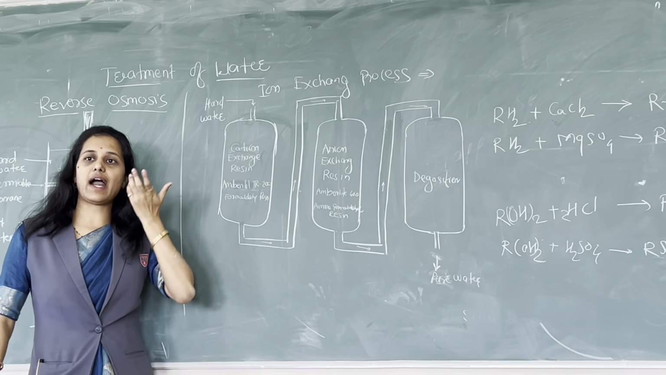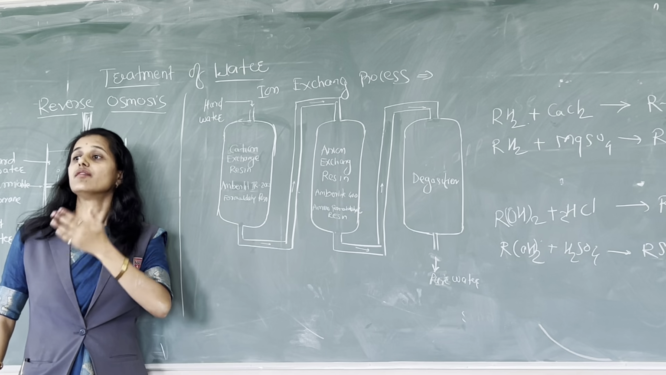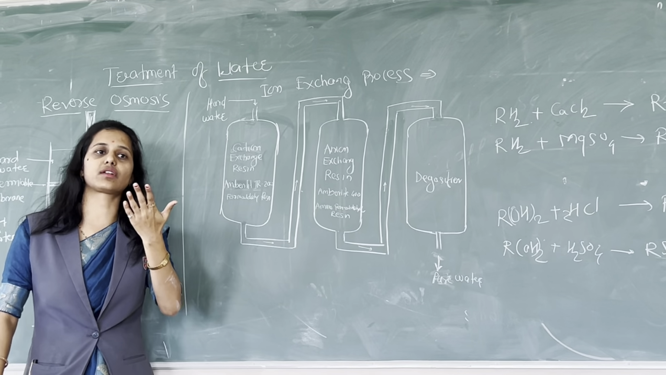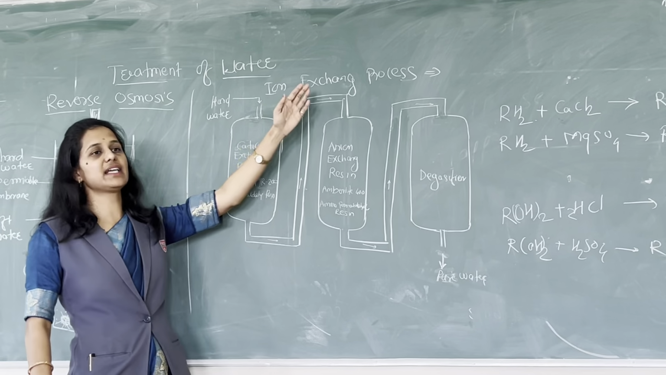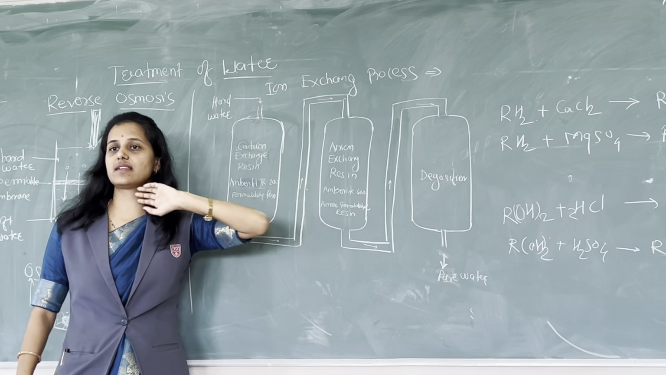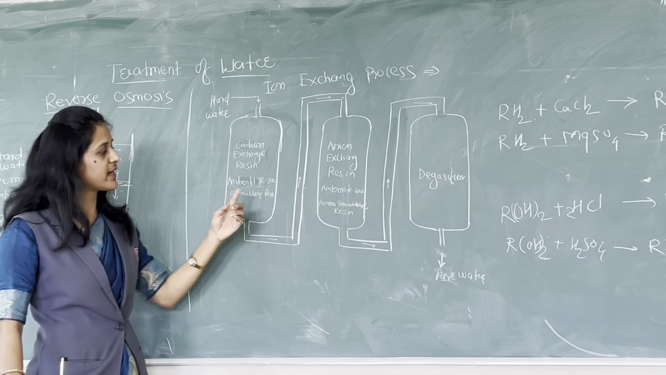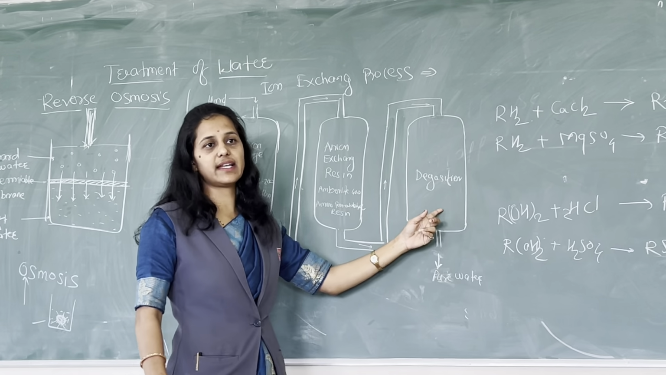The hardness causing ions, cation and anion, cause hardness in the water sample. If we replace them with other ions, that process is called the ion exchange process. And this process is carried out by using three cylinders.